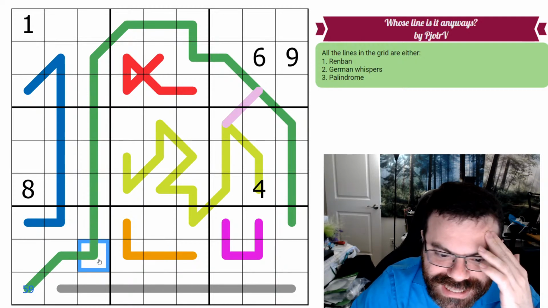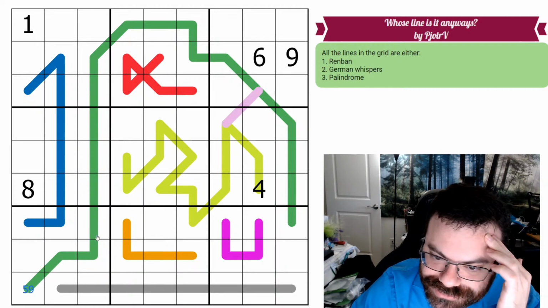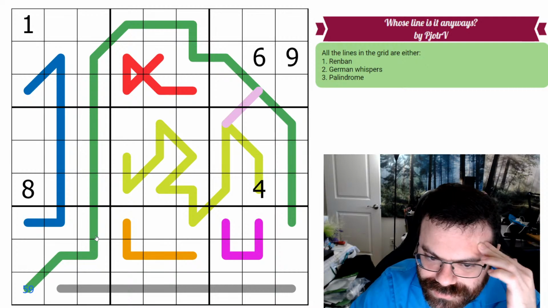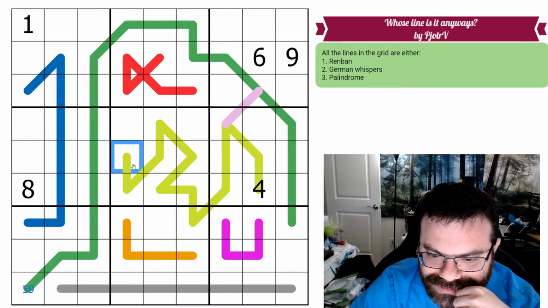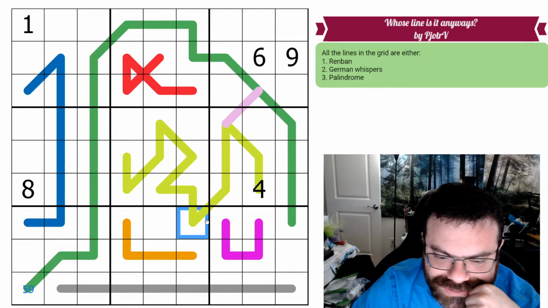If I had to guess, I'd say that green is a palindrome, but it's too conveniently palindromic shape. This one also, though, could be palindrome. Ugh, I think that's the point.